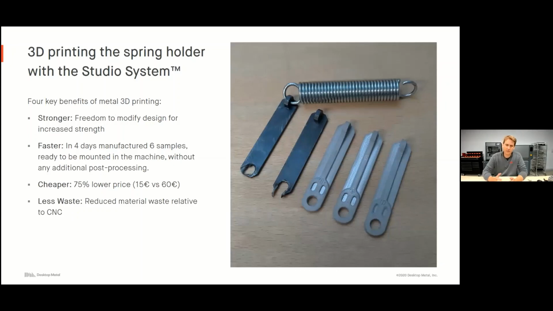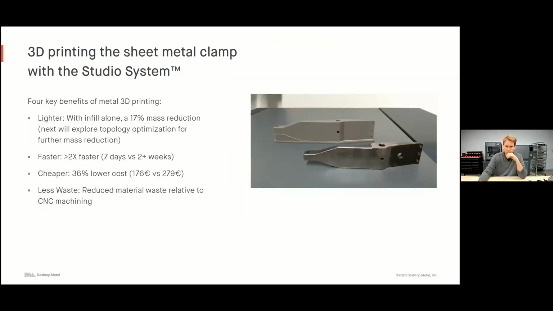Stronger. They're now free to modify the design for increased strength. You can see some of the ribs they're able to add. They're able to increase the thickness. Faster. They're able to manufacture in just 4 days. They were able to manufacture 6 different samples ready to be mounted in the machine without any post-processing involved. Cheaper. The part cost was about 75% less, 15 euros versus 60 euros. And then less waste. They're able to reduce material waste relative to CNC machining because, of course, this is an additive process.